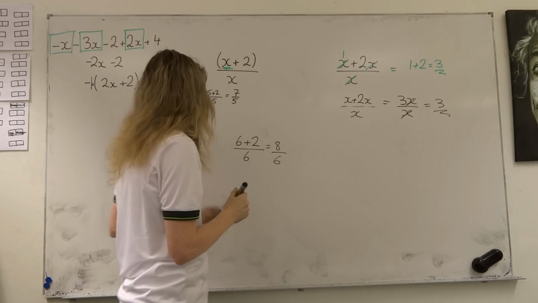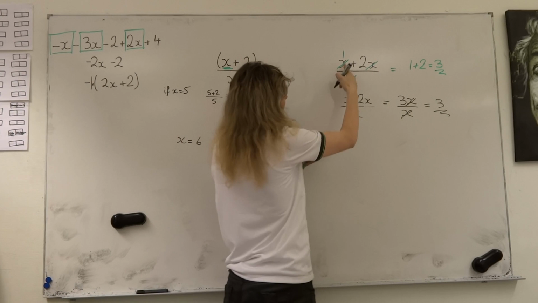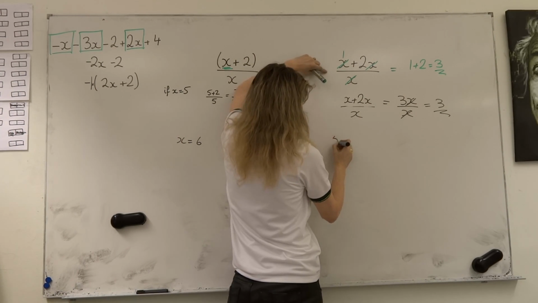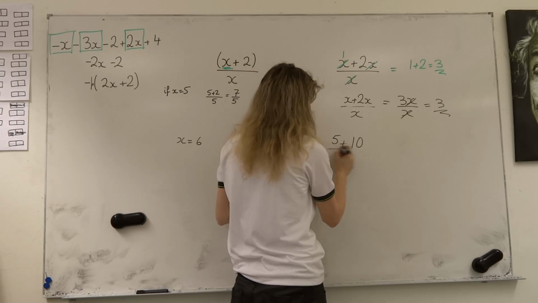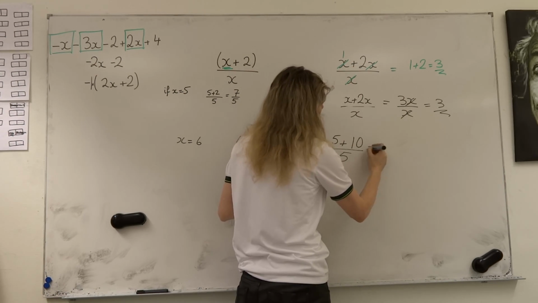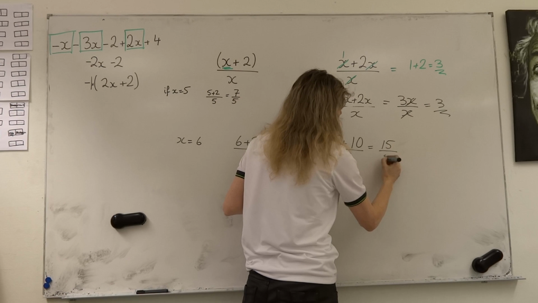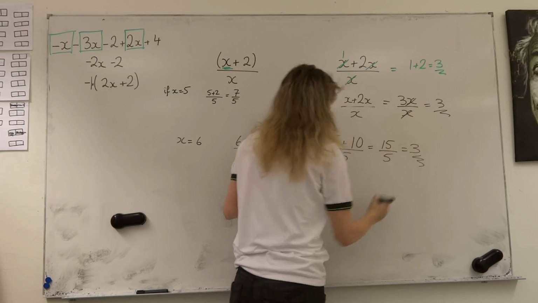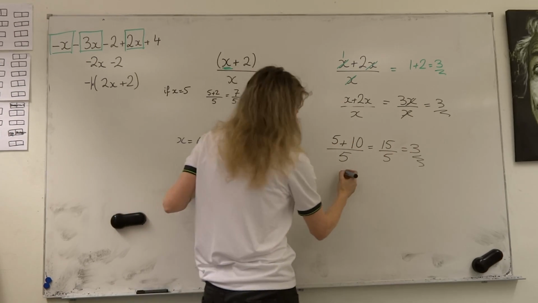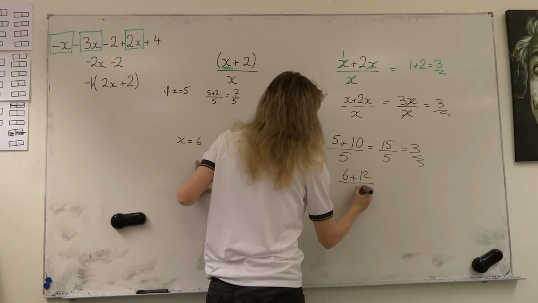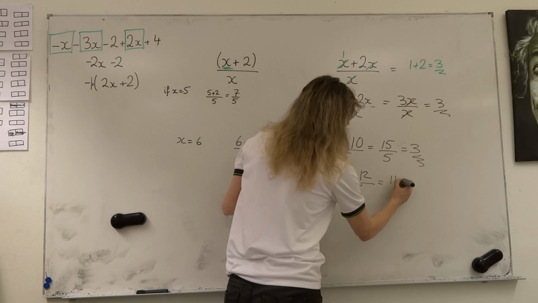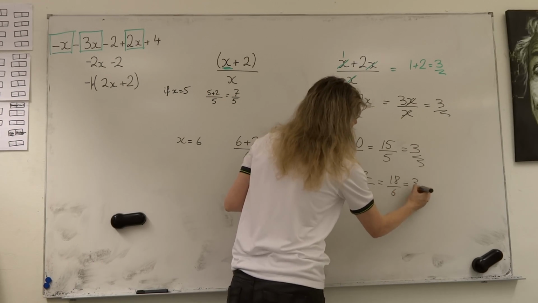Let's try it for some numbers. Let's say that x is 5. If x is 5, we'd have 5 plus 2 lots of 5, which would be 10, all divided by 5, which would give us 15 divided by 5, which would be 3. If we tried x equals 6, we'd get 6 plus 12 divided by 6, which would be 18 divided by 6, which would be 3.